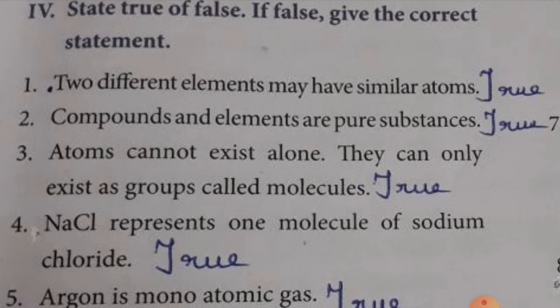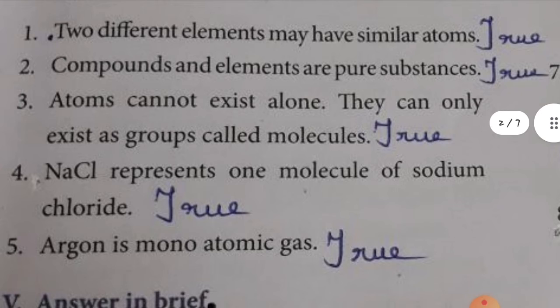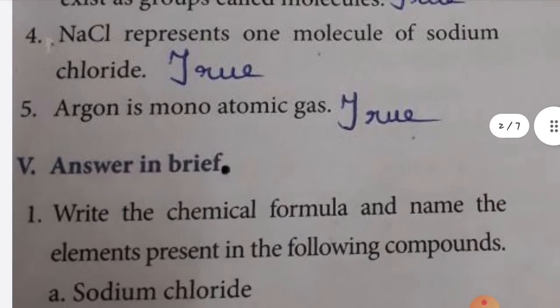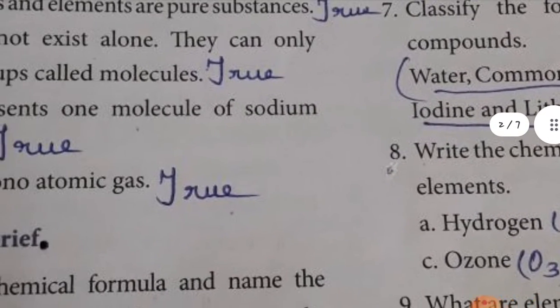Fourth one, NaCl. Na is sodium, Cl means chlorine. Sodium chloride represents one molecule of sodium and chlorine, two elements. So this statement is also true. Fifth one, argon is a monoatomic gas. The symbol for argon is Ar. It's monoatomic; mono means single, only one. Here what is the atomic number? There is no number mentioned, so it is taken as only one. So this is called a monoatomic gas. Is this clear to you, children?